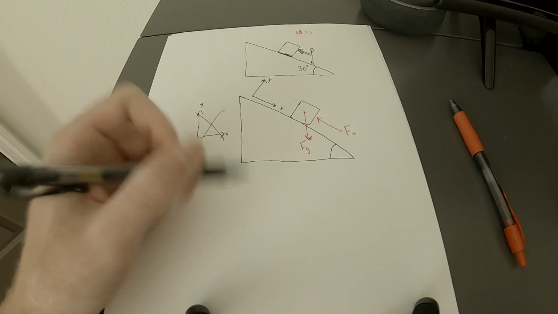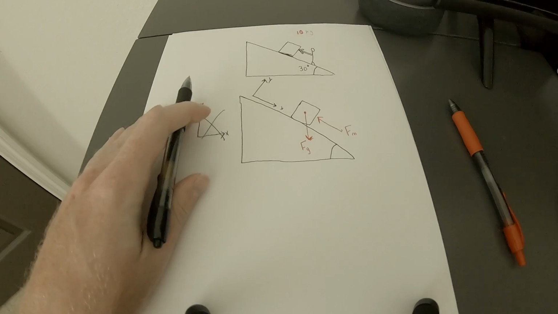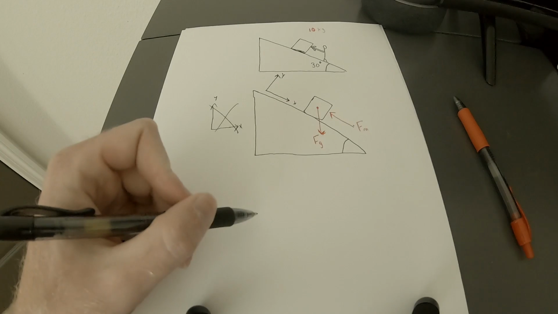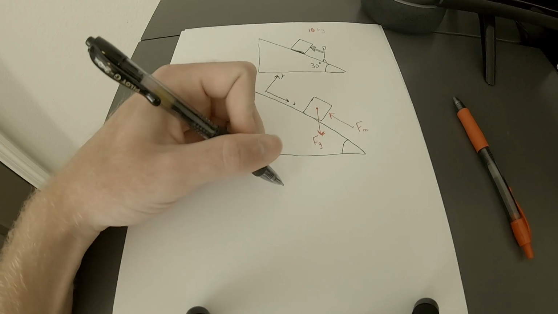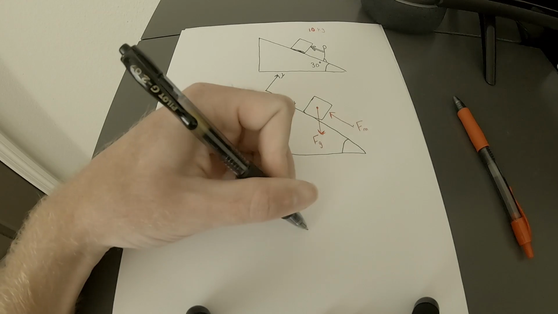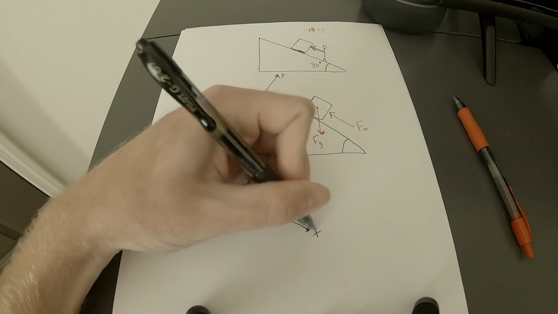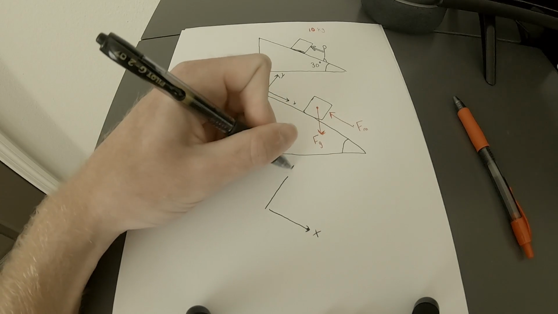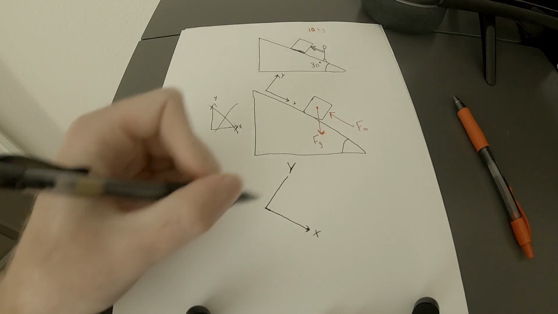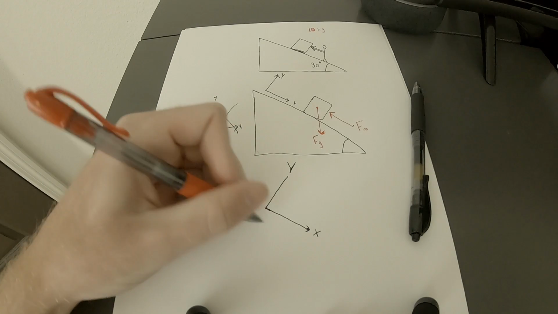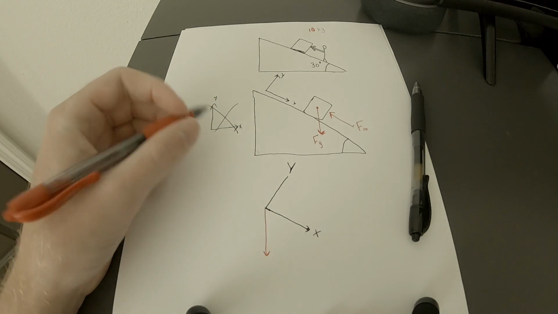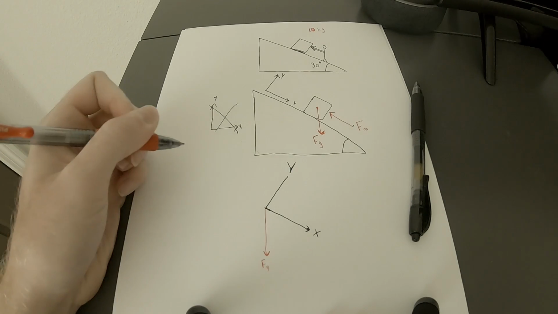Okay, so this is what I do. There's other ways to do it, whatever you feel comfortable with. Breaking it down into components, I draw the coordinate system that I have set out. So there's my x coordinate, and there's my y coordinate, just like that. Then we have the force of gravity acting in the downward position like that. So, force of gravity here.